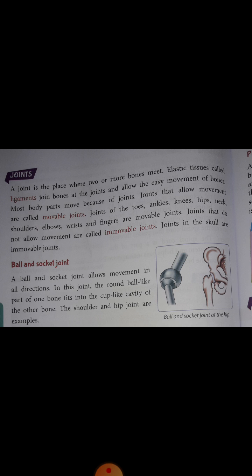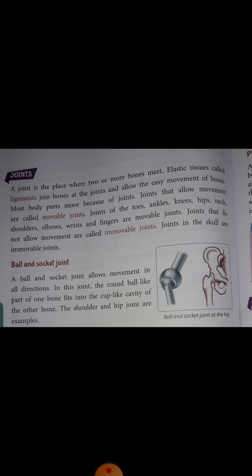Elastic tissues called ligaments join bones at the joints and allow the easy movement of bones. Most body parts move because of joints. Joints that allow movement are called movable joints. Joints of the toes, ankles, knees, hips, neck, shoulders, elbows, wrists, and fingers are movable joints.